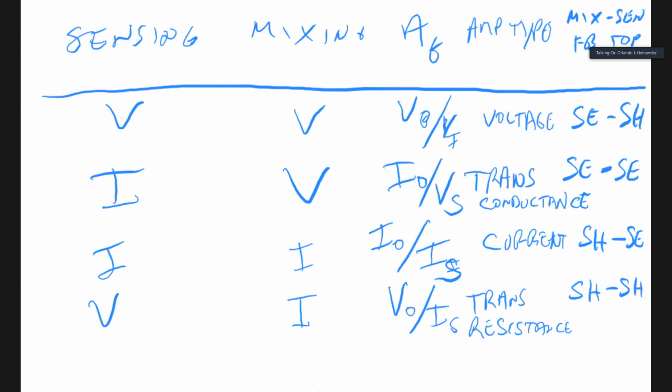So the way that they are listed in this table is based on popularity. So what you work with the most will be voltage amplifiers, and then transconductance, and then current, and last but not least, transresistance amplifiers. But those are the four topologies.